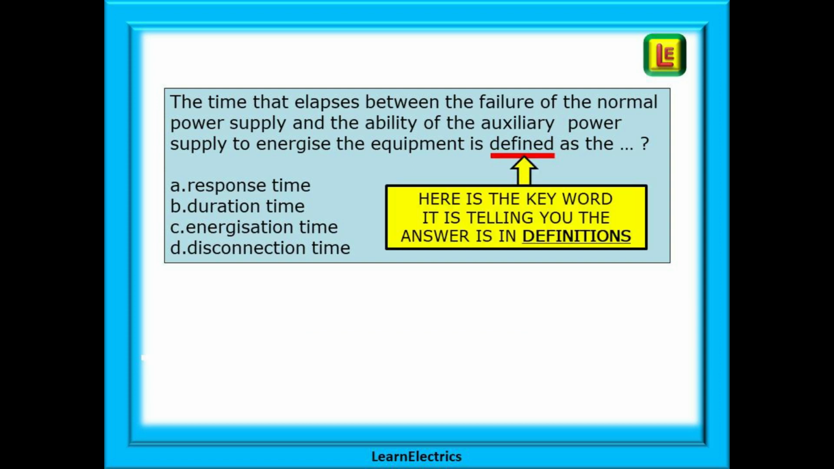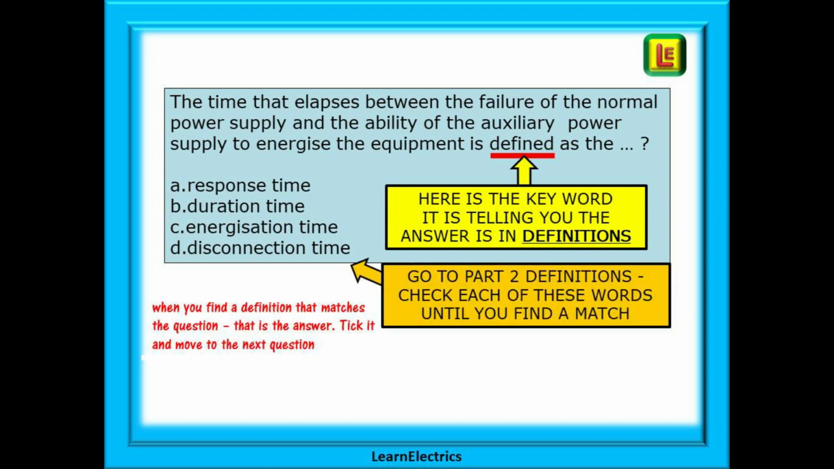The key word here is the word defined. It is telling you that the answer is in part 2, definitions. Let's go to definitions. Checking on page 3, main contents, we can see that part 2 definitions begins on page 24. All that you need to do now is to take each of the possible answers one at a time and compare them to the actual wording in the definitions section.